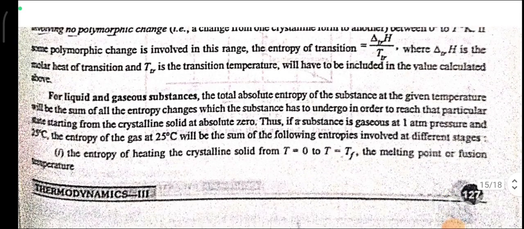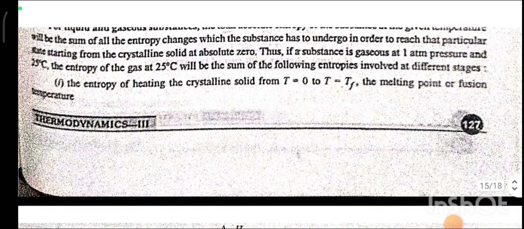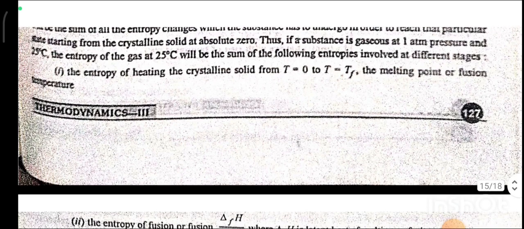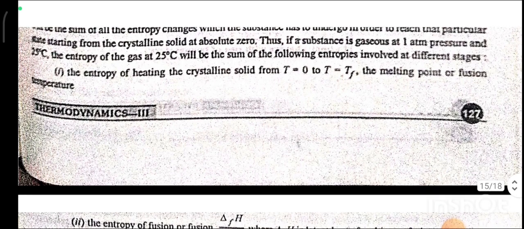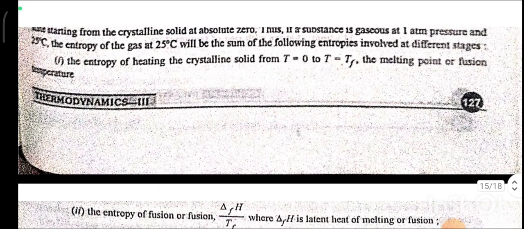For liquid and gaseous substances, the total absolute entropy of the substance at a given temperature will be the sum of the entropy changes which the substance has to undergo in order to reach the particular state, starting from the crystalline solid at absolute zero. Thus, if a substance is gaseous at 1 atmosphere pressure and 25 degrees Celsius, the entropy of the gas at 25 degrees Celsius will be the sum of the following entropies.